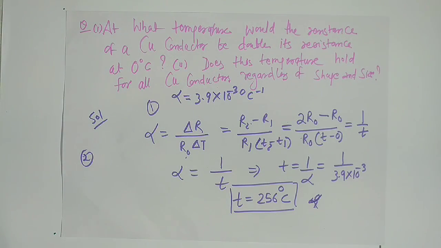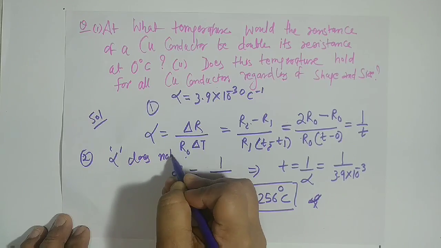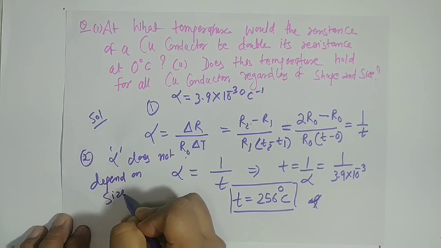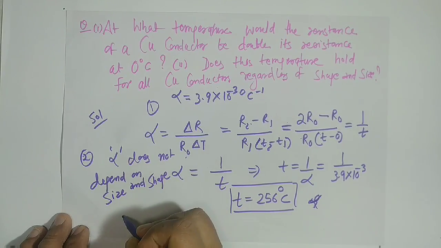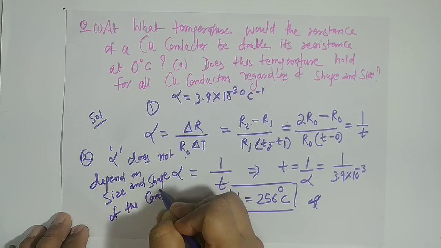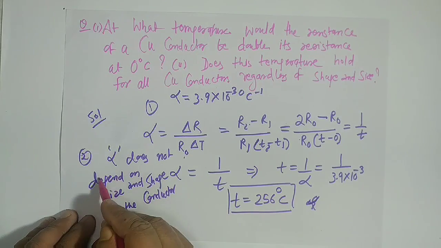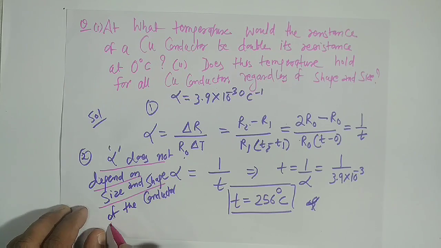The answer is very simple: alpha does not depend on size and shape. Alpha will be the same. Alpha is related to the property of the conductor, not its size and shape. So remember, this is very important, that alpha does not depend on the size and shape of the conductor.